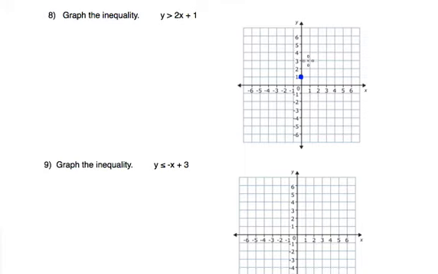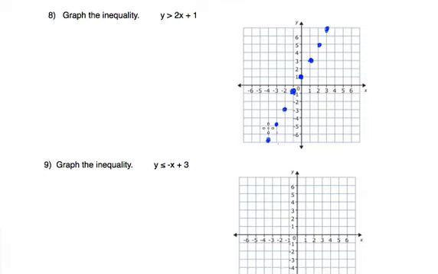2 up and 1 over. The next point before that is 1 down 2 and 1 back. And we can keep on doing this if we want more points. Up 2, 1 over. And down 2, 1 back.